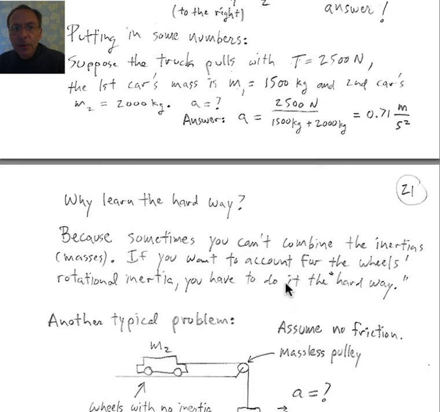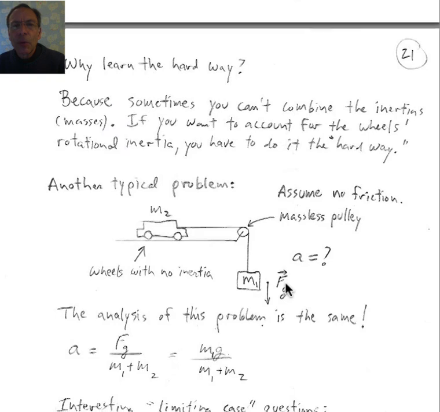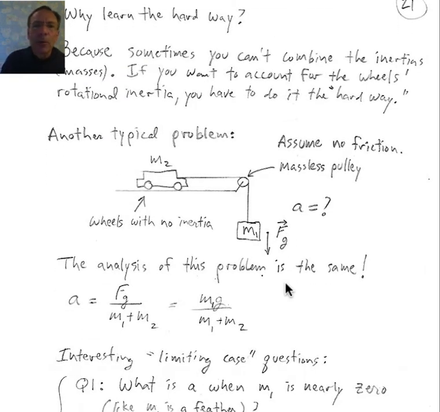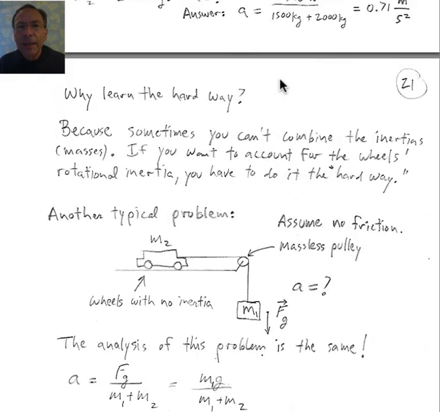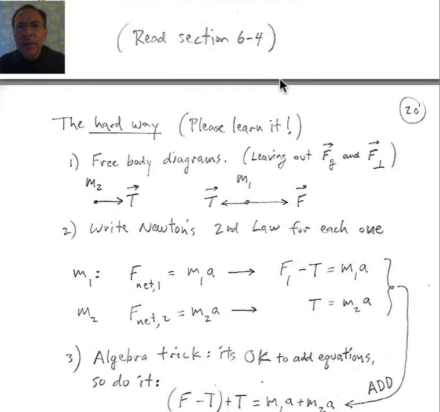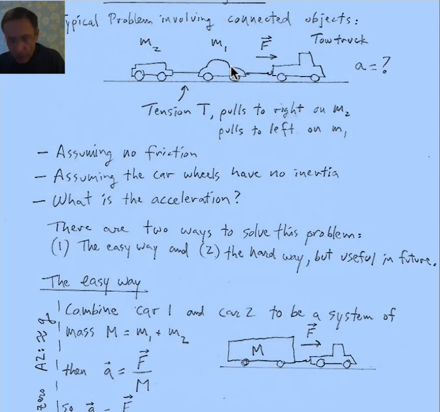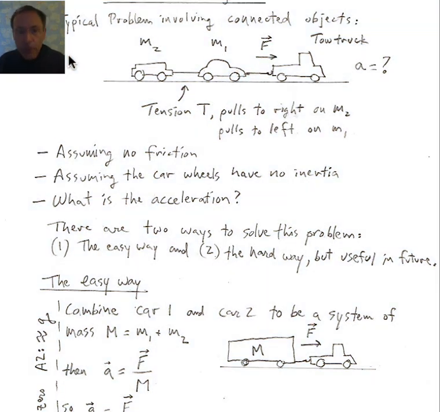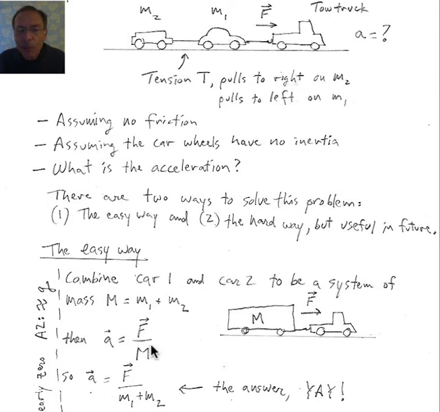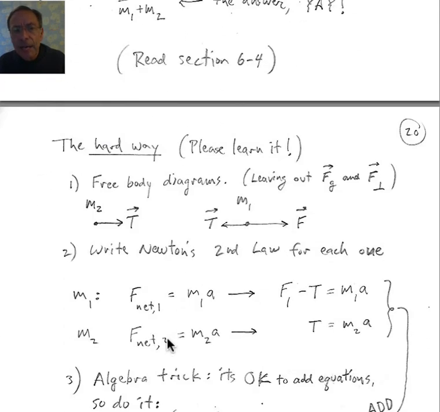So now I'd like to work a little bit on the question of why do we want to learn how to do it the hard way? And the answer is because sometimes you can't just combine the inertias, right? So here, what made it possible to do it the easy way is that we could just combine mass 1 and mass 2 to get a combination mass, and it worked. But sometimes you can't actually do that.